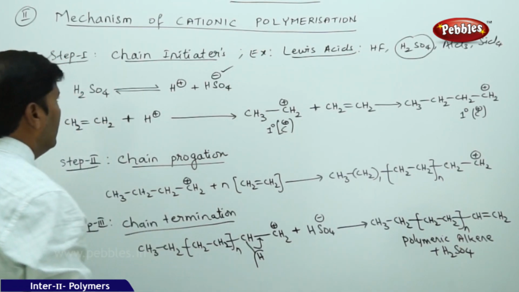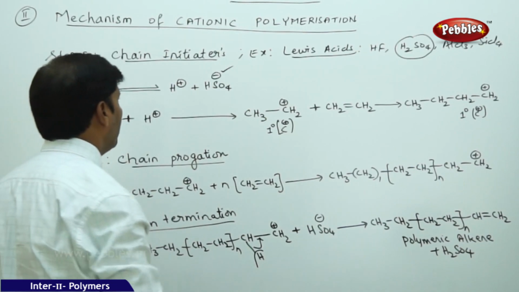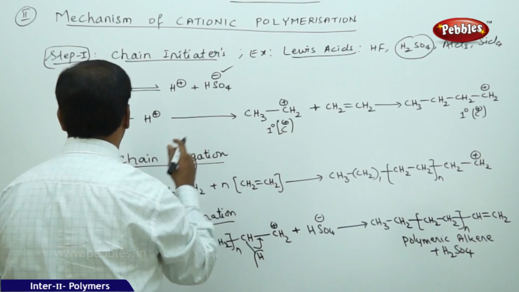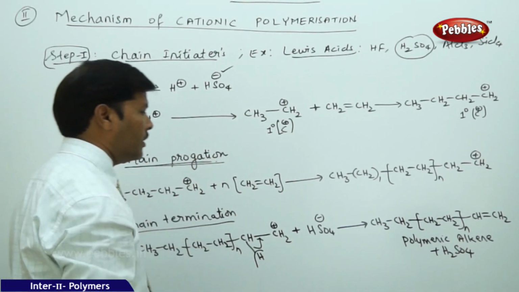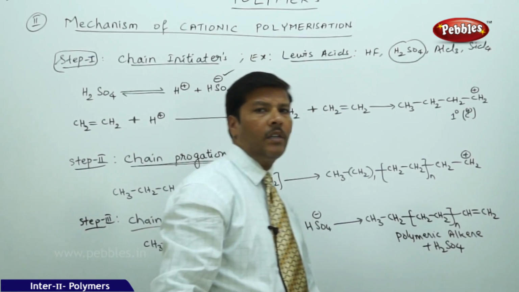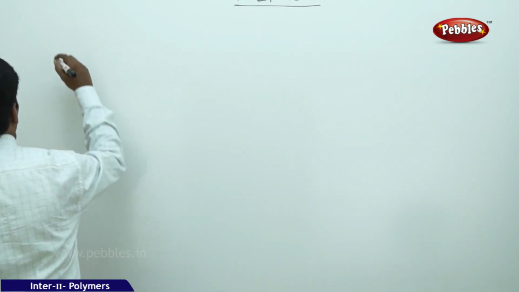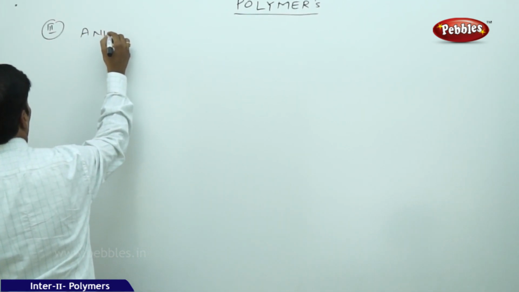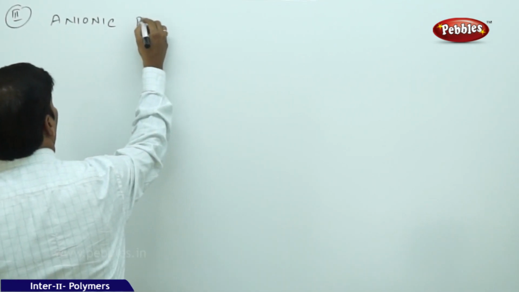So therefore it is very clearly understood that in cationic polymerization we have 3 steps. In step 1 it is called chain initiation, in step 2 chain propagation, and in step 3 chain termination, and finally we got a polymeric alkene. So this comes under the cationic polymerization. Let us go to the third part of the discussion, that is anionic polymerization.